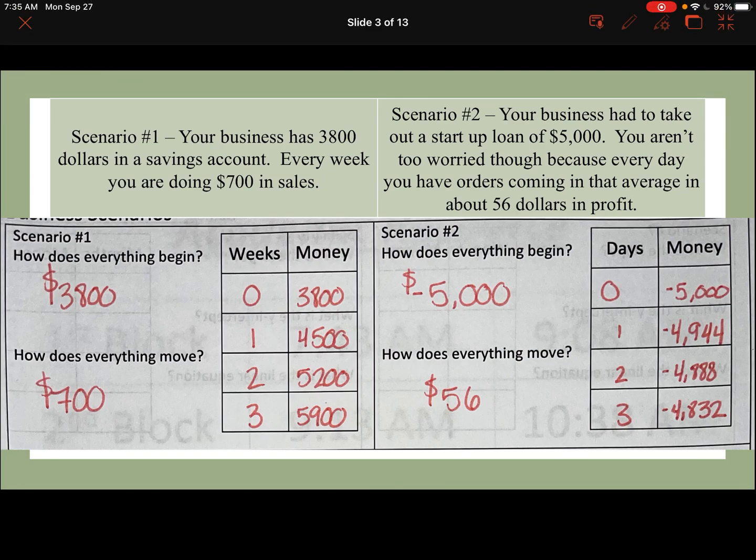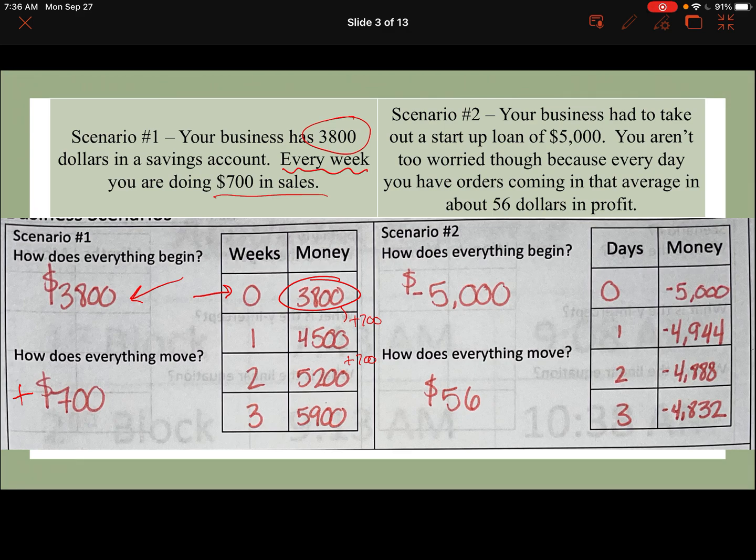So if you notice where we begin, we're going to begin here with $3,800 because you have that in a savings account. How does it move every week? We're doing $700 in sales. That's why this number is plus or a positive. And then our table at week 0, before we made anything, we already had that money in our savings account. And then each time after that, we are just adding 700 onto it and counting by ones because we're talking about every week there.